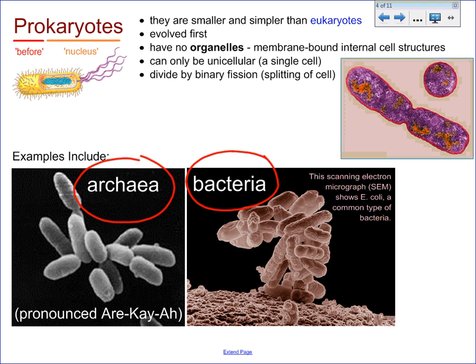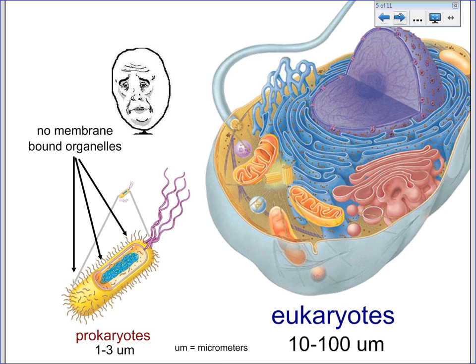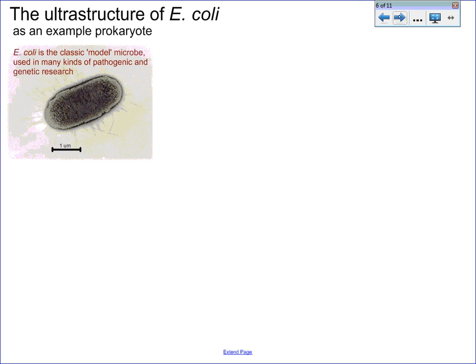They're smaller and simpler than eukaryotes. They came around first in terms of evolution. They don't have any membrane-bound internal cell structures or organelles. They are always unicellular, and they divide by binary fission, which we'll go over in a moment. Now, the membrane organelles can be seen prominently in eukaryotes, but there are no membrane-bound surfaces in prokaryotes, which makes them a little bit easier to draw. I'll show that relatively quickly to you here.